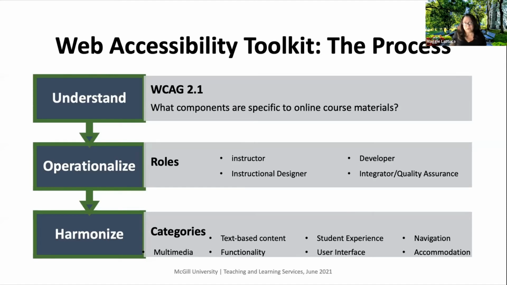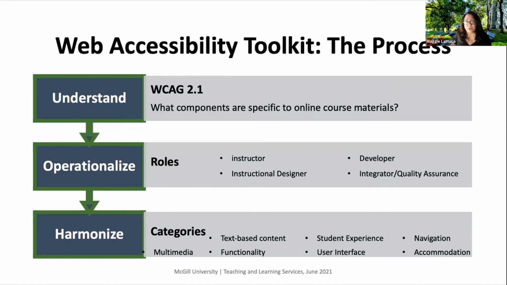So we took a 3-step process to producing our toolkit. First, we needed to understand WCAG 2.1, to narrow it down to the criteria that pertained to our needs, and where necessary, to translate the guidelines into simpler language. For example, one guideline was titled Reflow. In our toolkit, we renamed it to simply Scrolling.